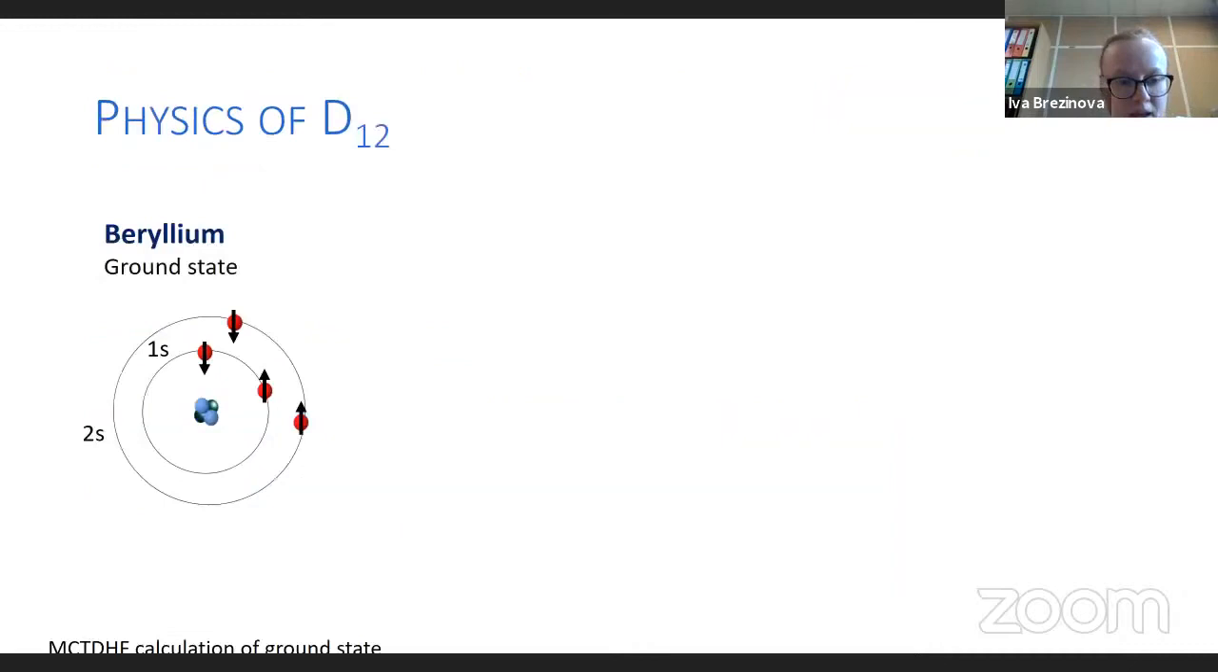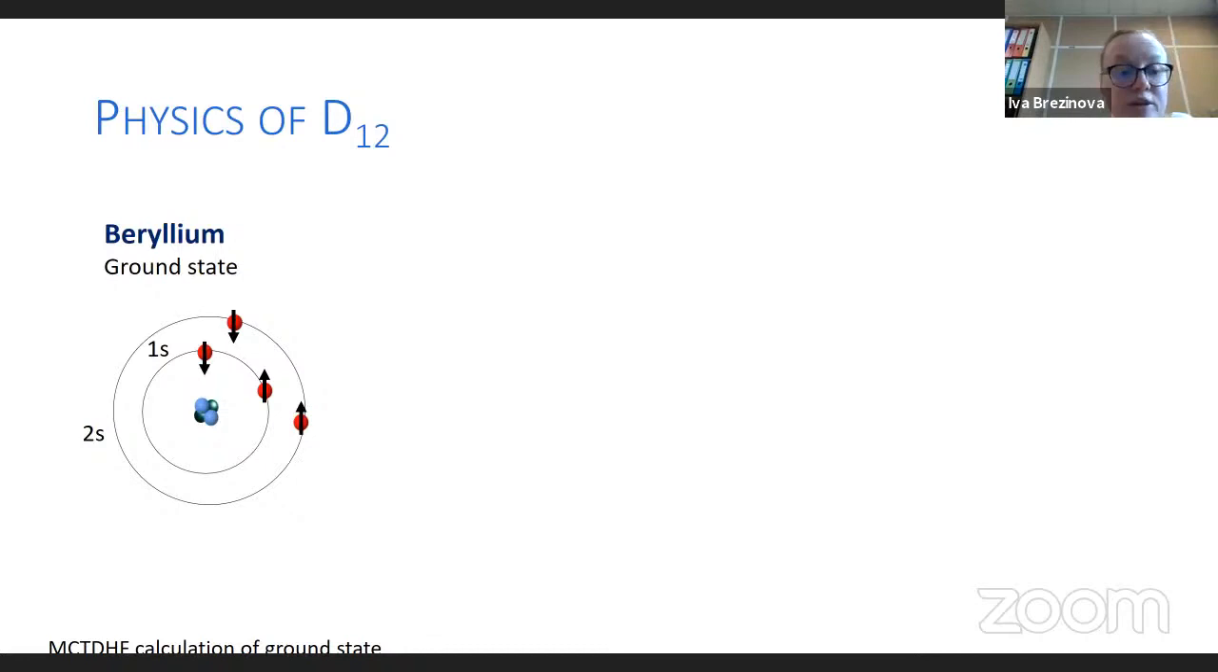Just to give you a feeling about the two-particle reduced density matrix, I would like to show you a little bit how this two-particle reduced density matrix looks for a prototypical system like a beryllium atom. So let's just look at its structural properties.